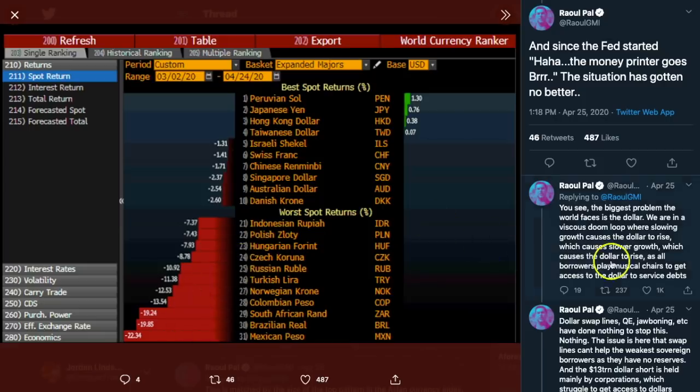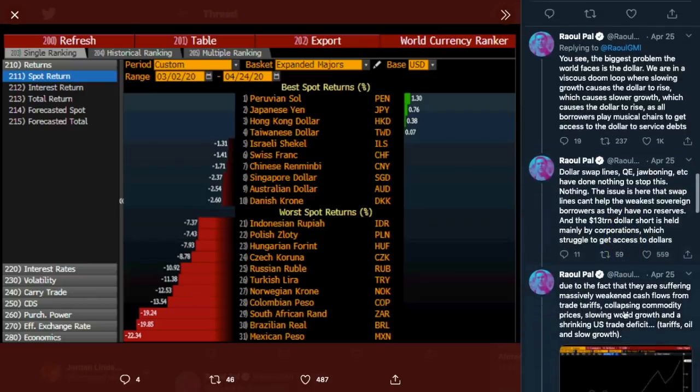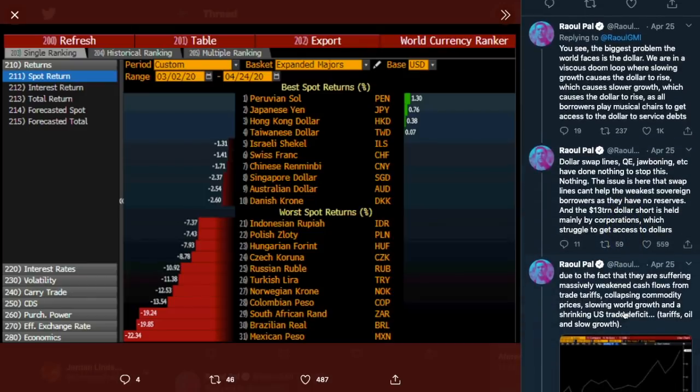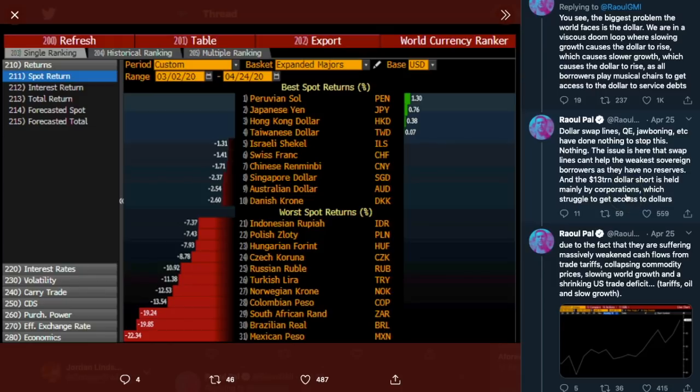this. All right. So you see the biggest problem the world faces is the dollar. We are in a vicious doom loop where slowing growth causes the dollar to rise, which causes slower growth, which causes the dollar to rise, as all borrowers play musical chairs to get access to the dollars to service their debts. They have to pay back their debt based in dollars and with interest. Dollar swap lines, QE, jawboning have done nothing to stop this. Nothing.